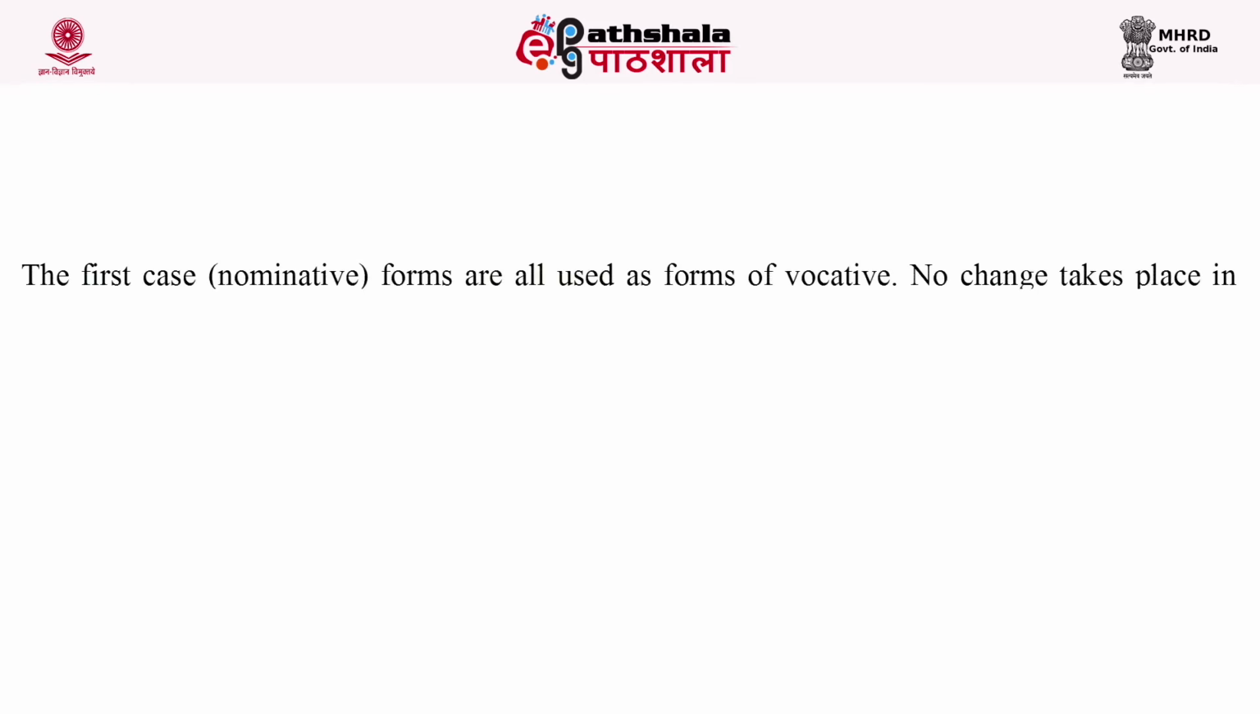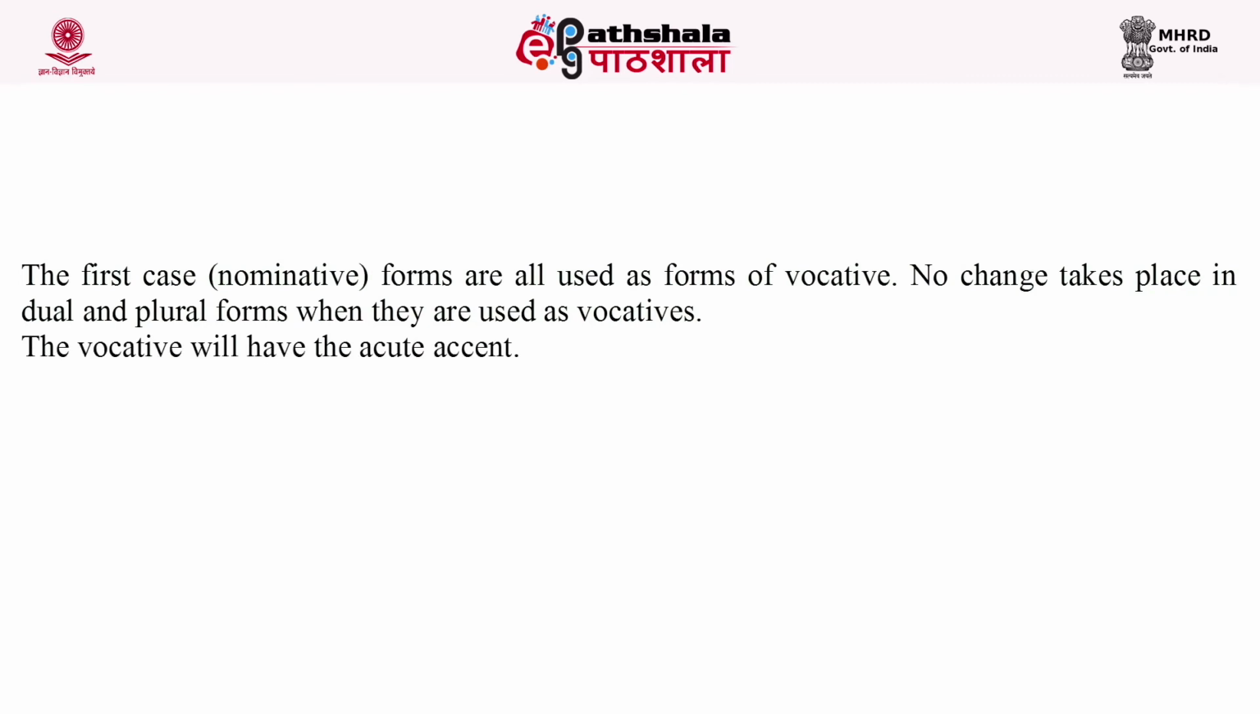Note that the first case nominative forms are all used as forms of vocative. No change takes place in dual and plural forms when they are used as vocative. A word in vocative case is termed as amantrita by samantritam 2:348. The sutra states that amantrita denotes the first case suffixes used in addressing. A word which is termed as amantrita has the acute accent. So the vocative will have this acute accent.